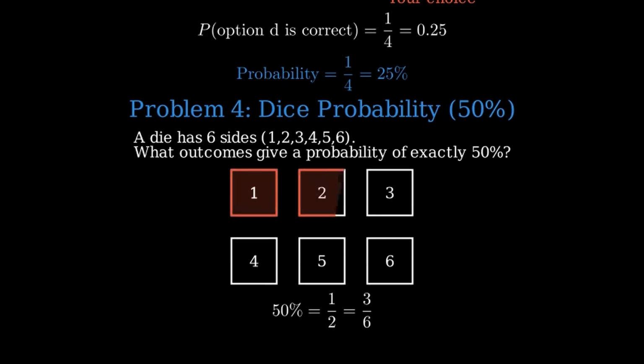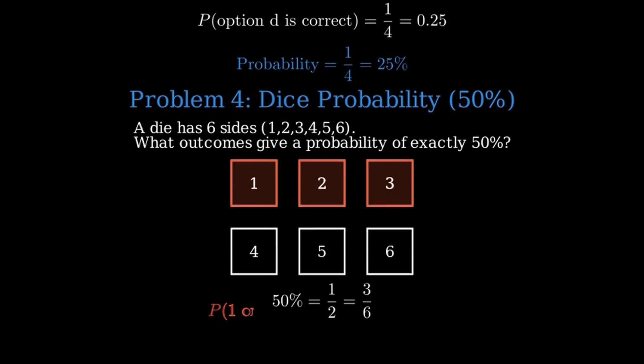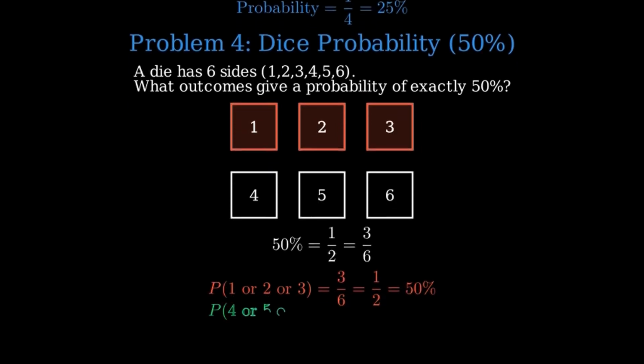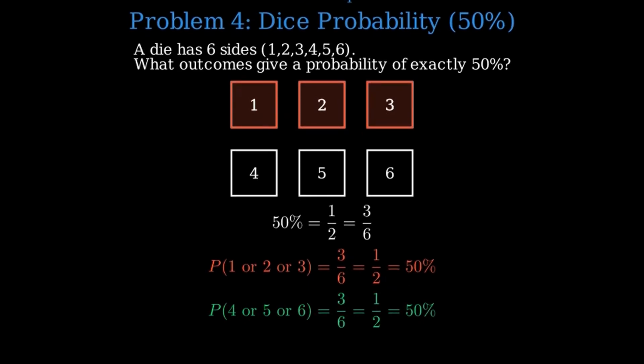50% means 1/2, or 3 out of 6 possible outcomes on the die. So we need to select any 3 numbers from the die to get a probability of 50%. For example, rolling a 1, 2, or 3 would give us a probability of 3/6, which equals 1/2 or 50%. Similarly, rolling a 4, 5, or 6 would also give us a probability of 50%.